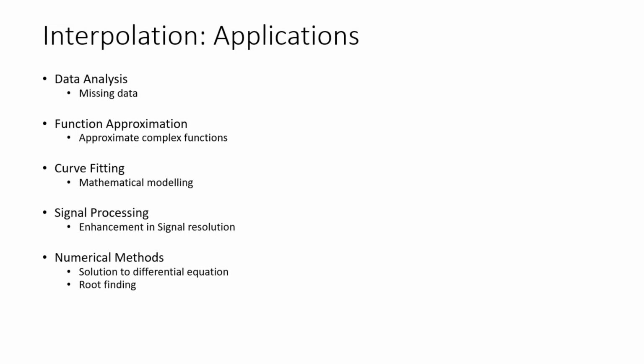Curve fitting. Interpolation methods like polynomial interpolation or spline interpolation are used to fit curves to experimental data. This is particularly useful in physics, chemistry, biology, and engineering, where experimental data must be fit to mathematical models. In signal processing, interpolation is used to increase the sampling rate of a signal without introducing noise, thereby improving the signal's resolution.